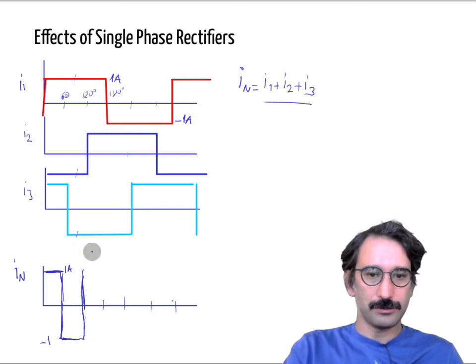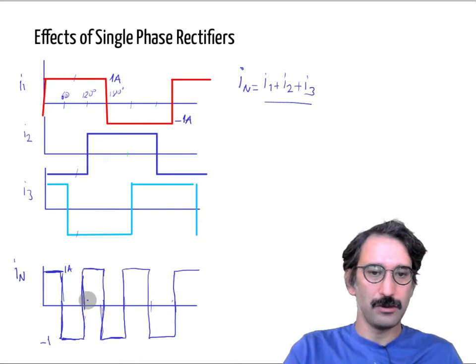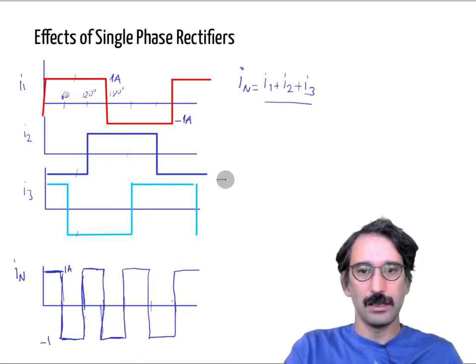So now I came to here. So here I have minus 1, 1, they cancel another minus 1, so it comes back to here, and you can start doing it yourself, and you will see this will be the shape of the neutral current. Okay, if they are like 50 Hertz square waveforms, this is a 150 Hertz square waveform.